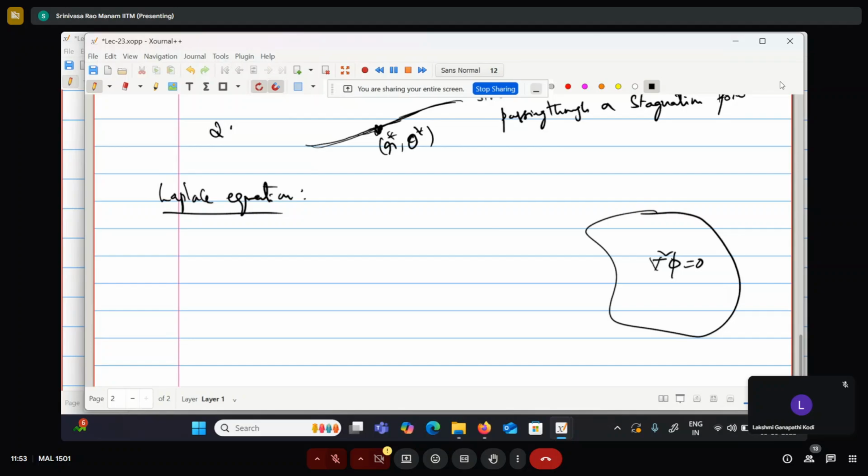Suppose this is your solid object, and inside there is fluid. On the solid object, what do you have? You have u dot n equal to 0, or whatever you give. Suppose this is 0 if it is a solid object, or u dot n is equal to some velocity dot n.